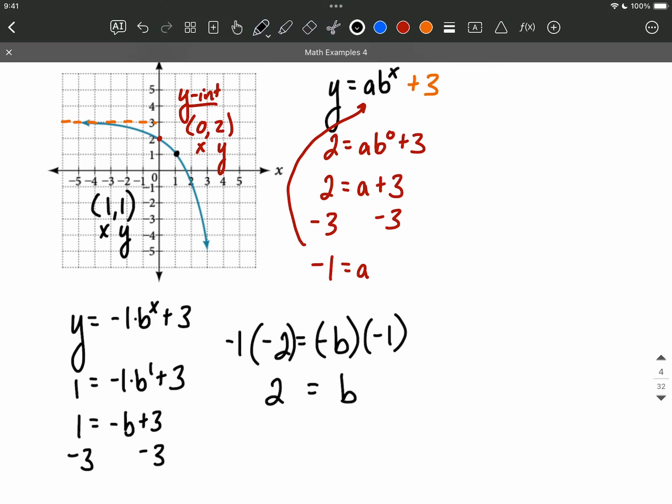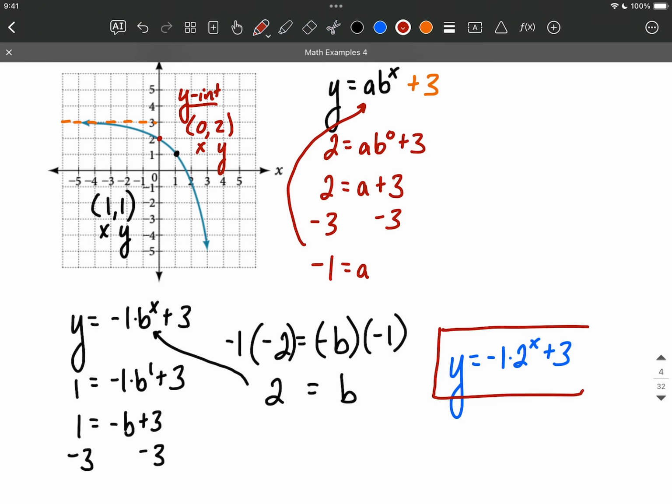All right, we'll take this value for b, which is 2, go back up here, replace it in, and our final answer is going to be y equals negative 1 times 2 to the x power plus 3. So this function will produce that graph that we originally started with.